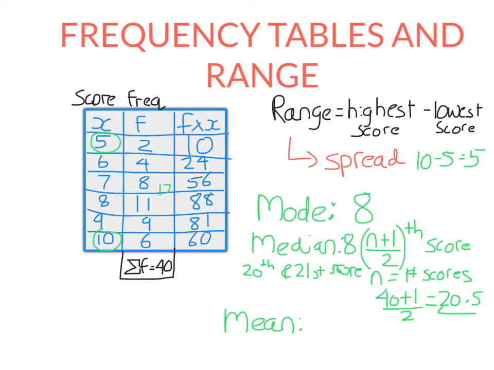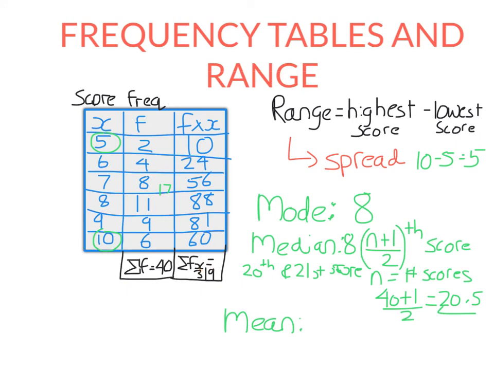The reason I did this is that it's a quick way of adding things up. Instead of going 5 plus 5, I can just go 5 times 2. Instead of going 8 plus 8 plus 8 plus 8 11 times, I can just go 8 times 11. Now I'm going to add up this column. If I add up all of these, I get 319. So the sum of the fx is 319. That number, 319, is the sum of all the scores. I would have got the same number if I went 5 plus 5 plus 6 plus 6 plus 6 plus 6 and so on, but I got to it a lot quicker.